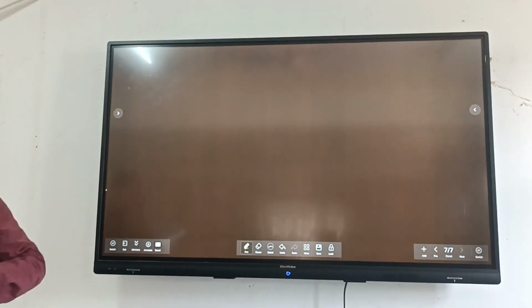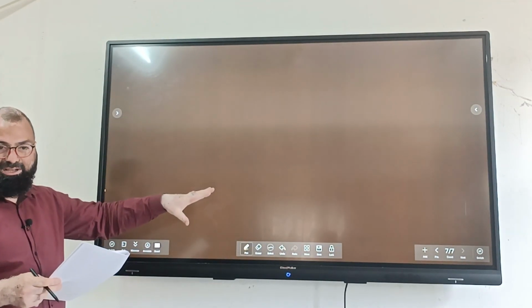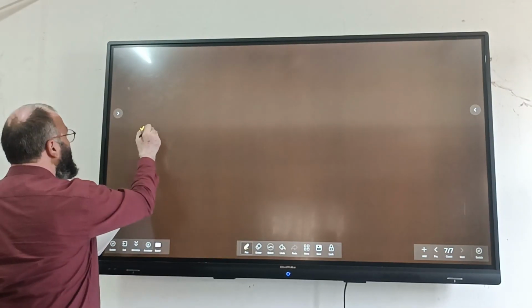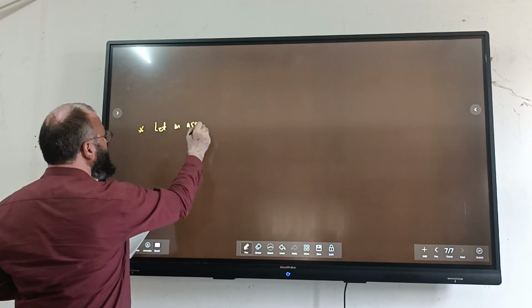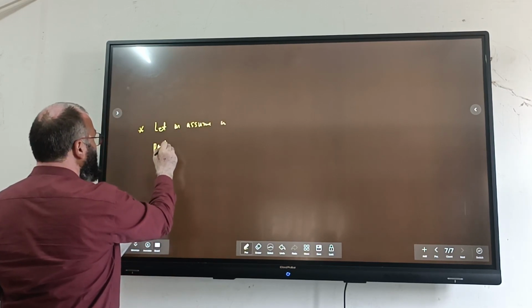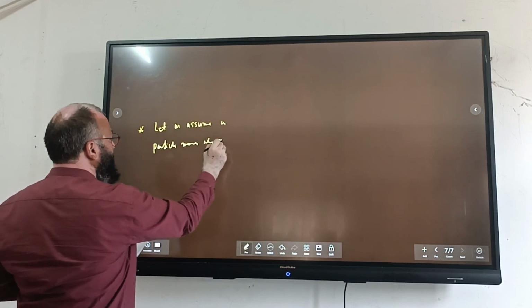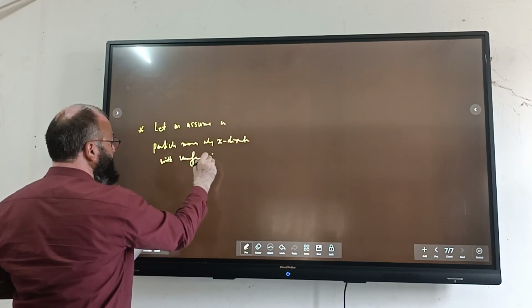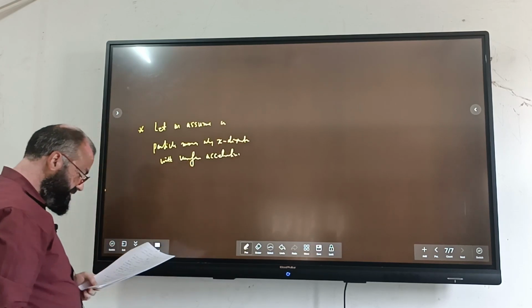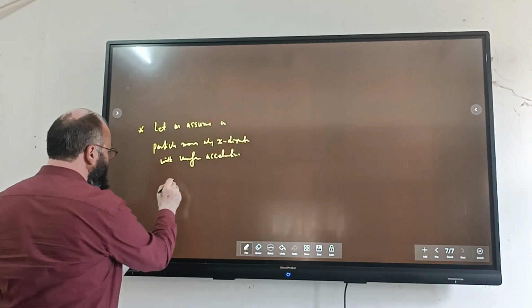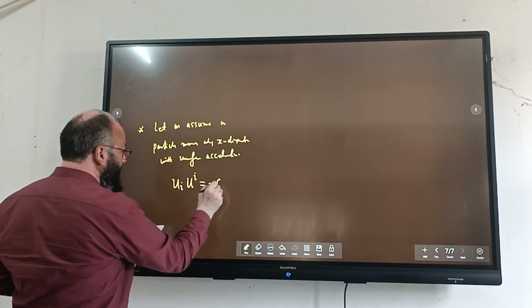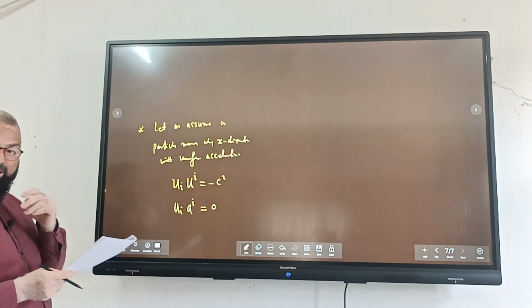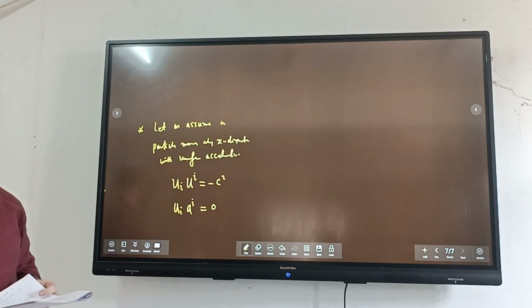So let's assume we will confine our motion only along the x direction. We will not consider an arbitrary direction. So we will say a particle moves along the x direction with uniform acceleration. Clear? So now we have these relations in the special theory of relativity: u_i u^i is equal to minus c square, and u_i a^i is equal to 0. Clear? So these are the relations.